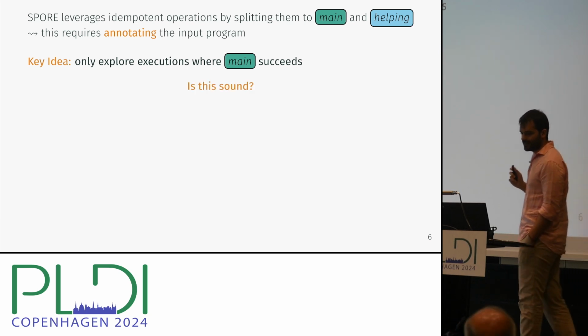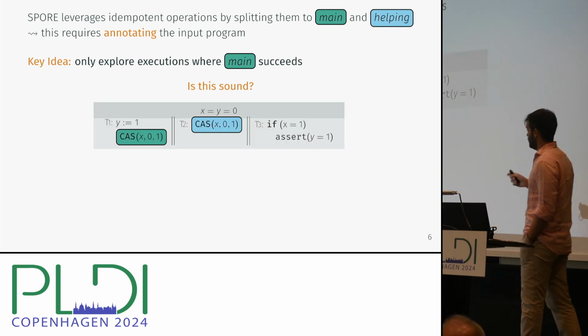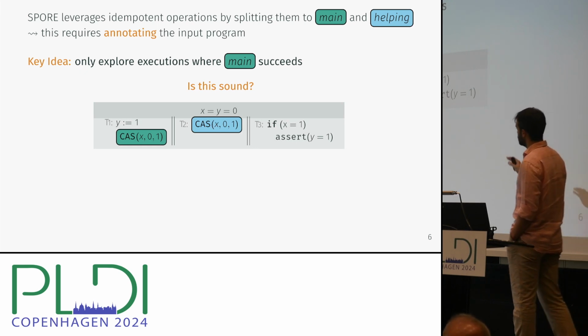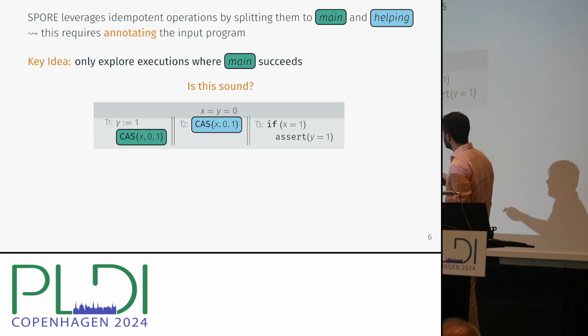Is this sound? In general, no, and I have an example of when it is not sound to do this. So in this program, x and y are initially 0, and we've erroneously annotated. So these two cases write the same value and so on. We've erroneously annotated this one as main and this one as helping.